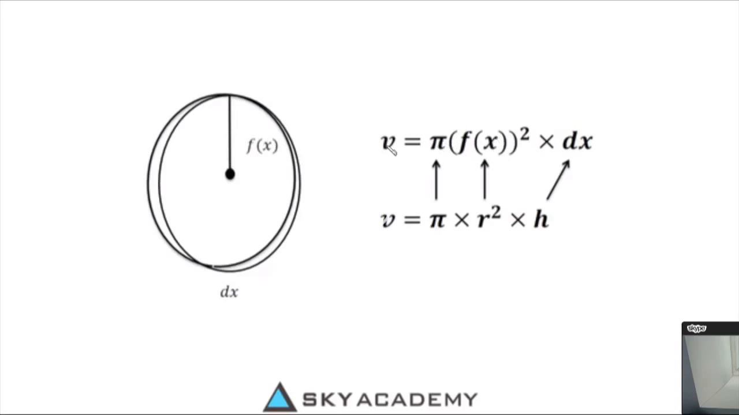So the volume would be pi times f of x squared, and the thickness of this disk will be really, really tiny. The thickness, which is the height of the cylinder, is going to be a really, really small slice of x, and that's what the d stands for. Really small width of x. So what I want you to know is that it's pi f of x squared dx.